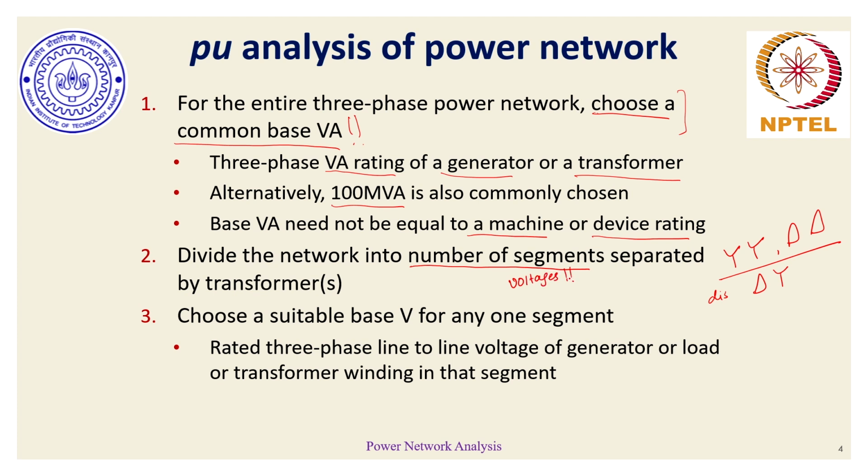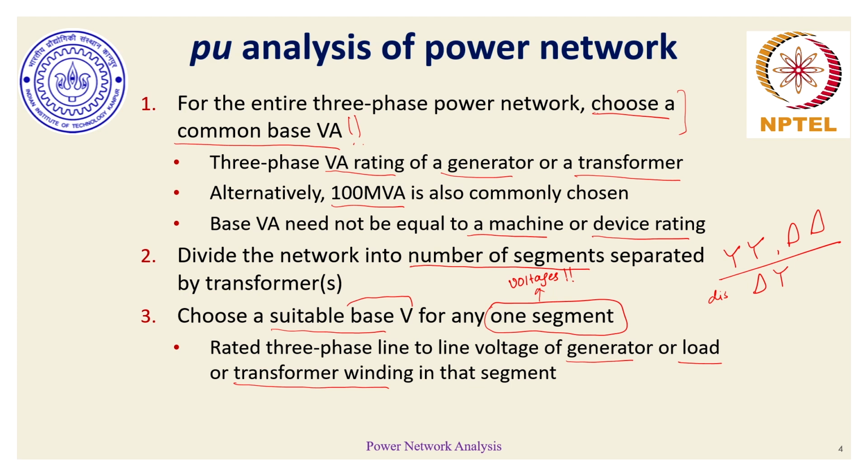This segregation is important in terms of choosing a corresponding base voltage. So what we do is we choose one of the segments. It could be any particular segment operating at a particular voltage in the power network. We focus on that one segment and choose a corresponding base voltage, which could refer to one of the rated voltages of a generator or a load or a transformer winding present in that segment. We can choose any of these voltages to be a common base voltage.